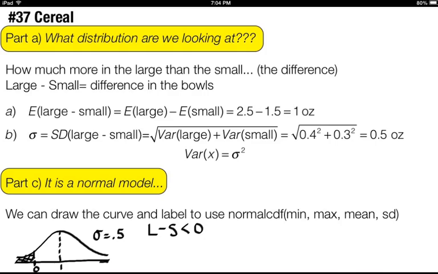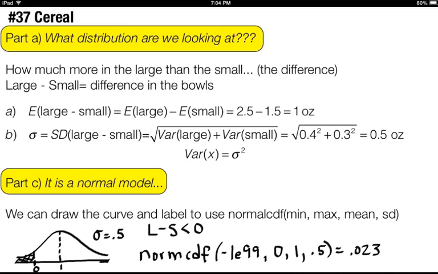So our mathematical operation, if we take that curve, we use normal CDF, and that's how we find our probabilities. The normal CDF is going to end up being like this. It's a less than problem because everything goes to the left, so our minimum value is -1E99. We go all the way up until it gets to 0, and the mean of that distribution is 1, my standard deviation is 0.5. Work that out, and it's going to give you approximately 0.023. And there we have it.